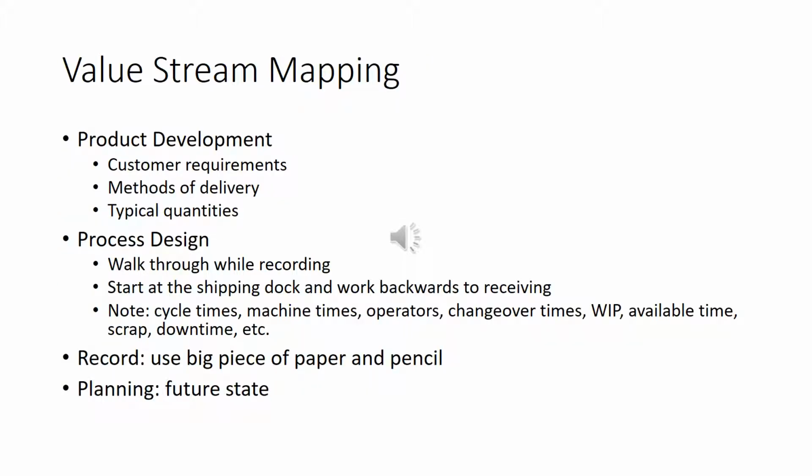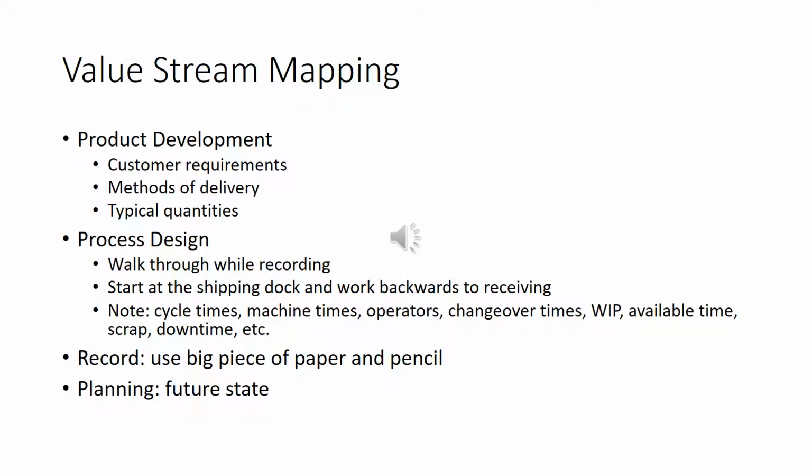Okay, let's talk about value stream mapping. And there's going to be an example in the readings. A value stream map shows how the product is flowing through your factory, or, if it's a service, how it's flowing through your office. Basically what you want to know is the product development and customer requirements. That's where you'll find the value. The customer's telling you what he values. And how are you going to get that value to the customer? What's your method of delivery? And how much does he need, right? And then you want to do the process design.